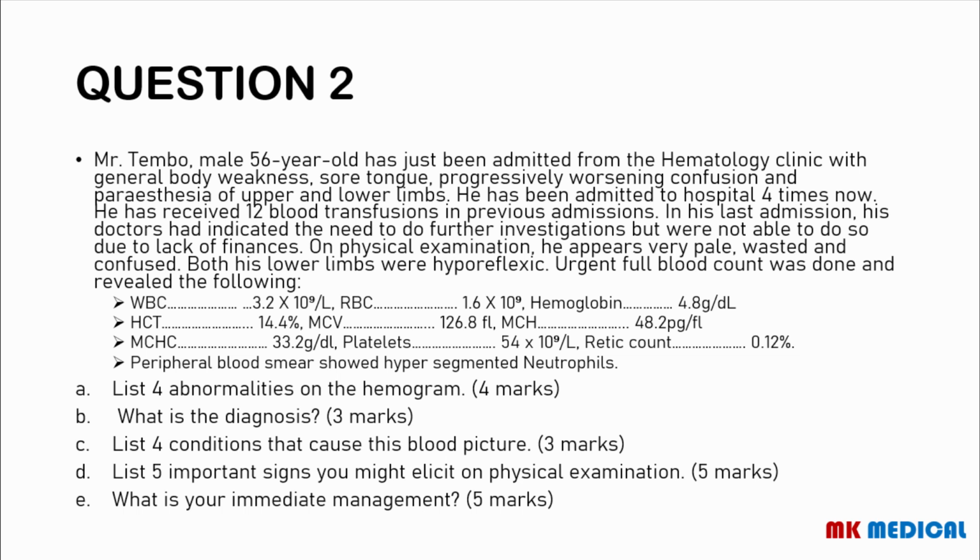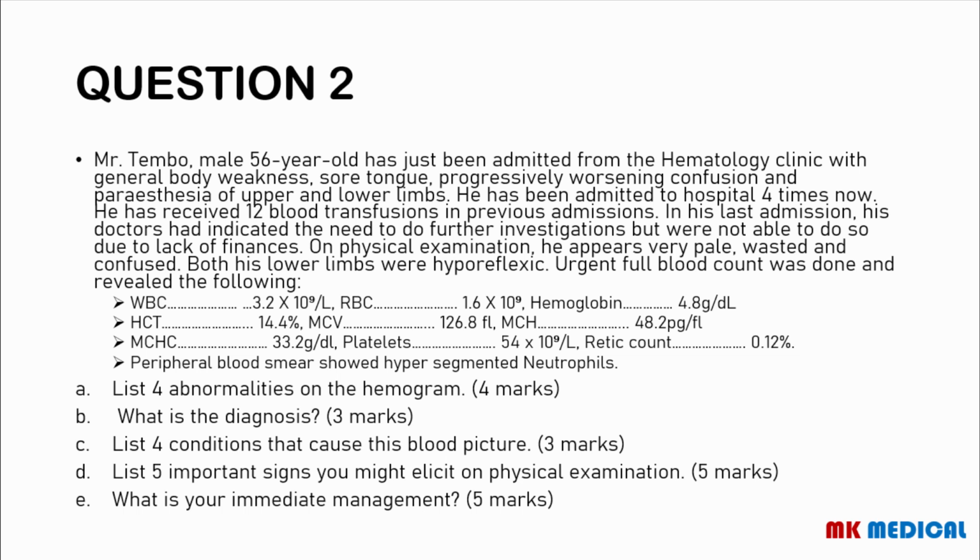Then list 5 important signs you might elicit on physical examination. So you may see atrophic glossitis, which is a beefy red tongue. You may see decreased sensations in the lower limbs. Sometimes you may even see an abnormal balance because these people have abnormalities in the kinesthetic sensation. They have abnormalities in their balance and proprioception. Then you may get reduced power in the limbs. There may be cold extremities. There may be a hollow systolic murmur or pansystolic murmur or hemic murmur that you may see. You may get a rapid pulse.